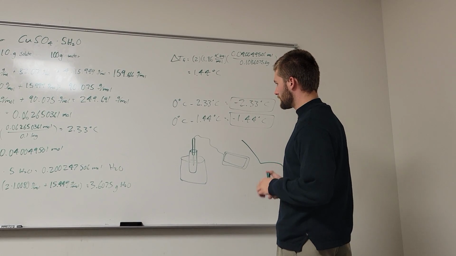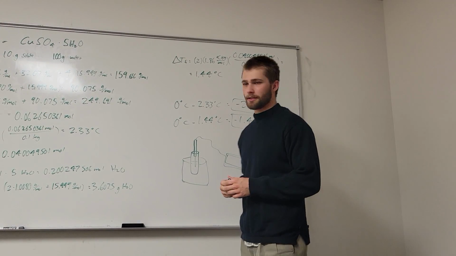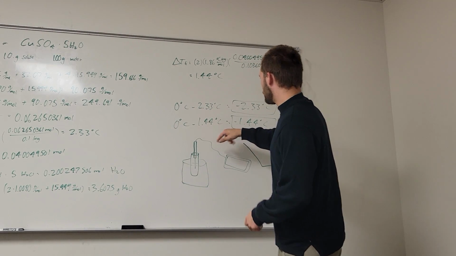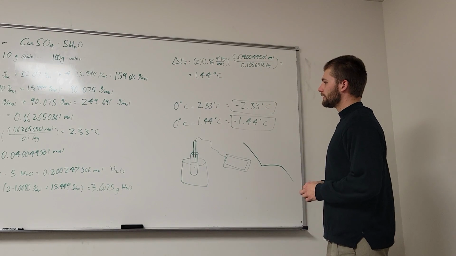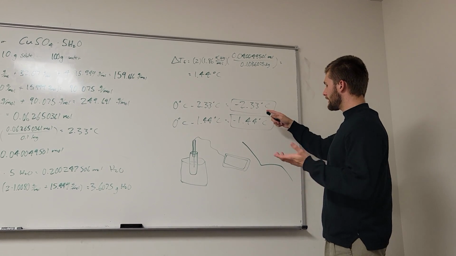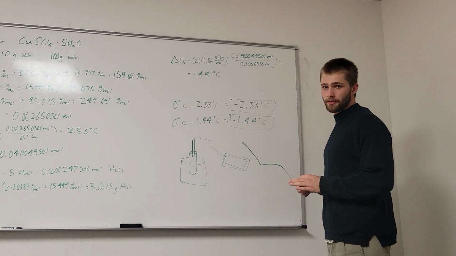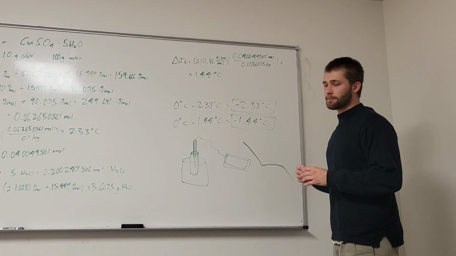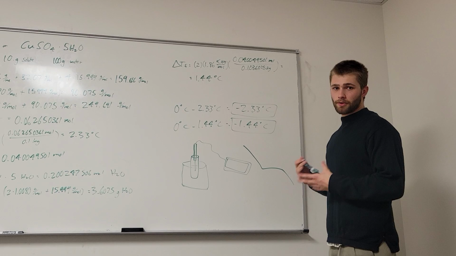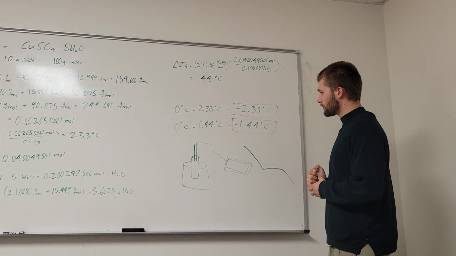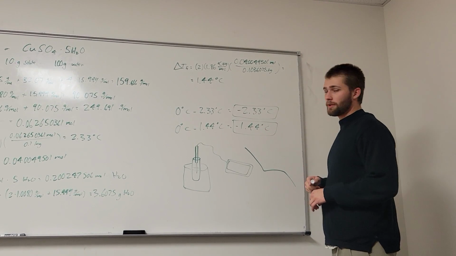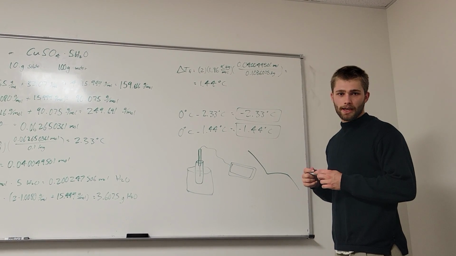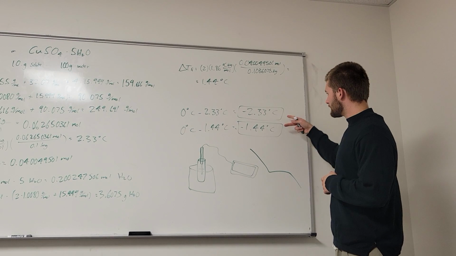Now we know that the normal freezing point of water is 0 degrees Celsius. So if we subtract off 2.33, subtract off 1.44, in our little experiment here, if we get around minus 2.33 degrees Celsius for the freezing point, then we can fairly confidently say that this mystery substance is copper sulfate. If we get around minus 1.44 degrees Celsius, then we can reasonably confidently say that the substance we have is actually copper sulfate pentahydrate.